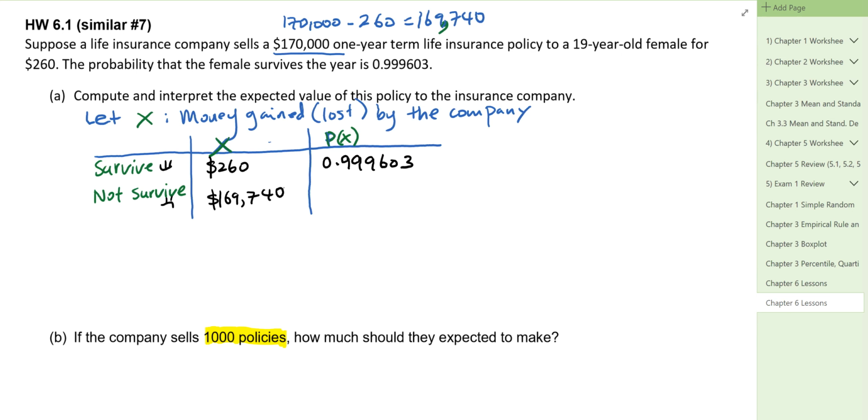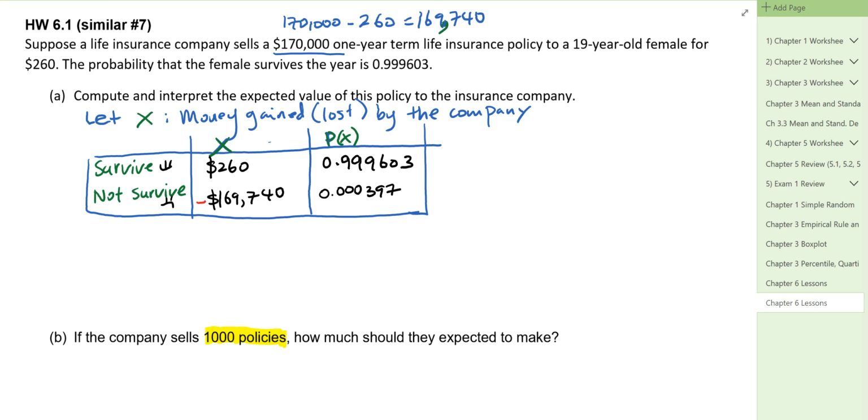Now, X is defined as the money that the company made, but if the policyholder does not survive the year, that means the company is actually losing money. So that's how much money is actually lost. And the probability of that would be 1 minus 0.999603, which is 0.000397. Note that the sum of the probabilities, if I add these two numbers up, should add up to 1. And this is our probability distribution.